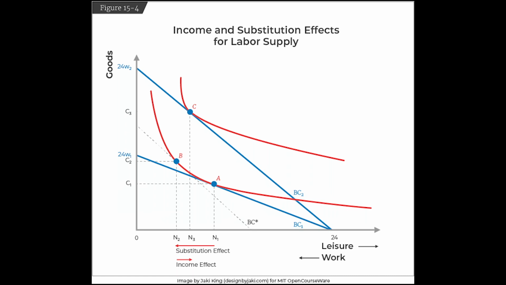Well, that has two effects. The first is the substitution effect. Remember how we get that? We draw an imaginary budget constraint at the new price ratio. The price ratio is just W because I've assumed the price of goods is 1. At the new price ratio, tangent to the old indifference curve. That is point B. So the substitution effect says take less leisure. The price of leisure has gone up, so holding utility constant, you want to take less leisure.